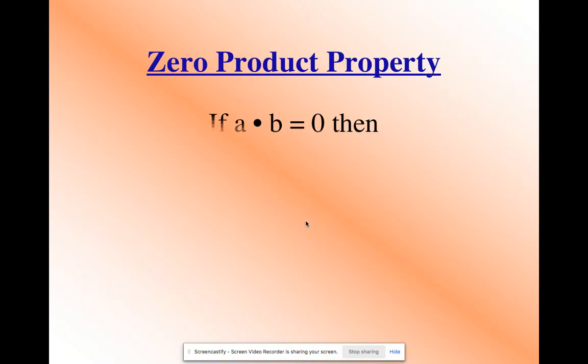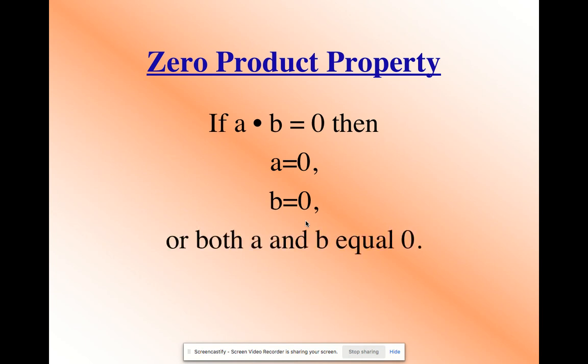So zero product property, here's what it is. If we have A times B equals 0, all we do from here is pull out our A and set it equal to 0, and pull out our B and set it equal to 0, or both A and B equal 0. In reality, you're just imagining that A is a chunk of your equation times another chunk of your equation. You're going to set both of those pieces equal to 0 and solve.